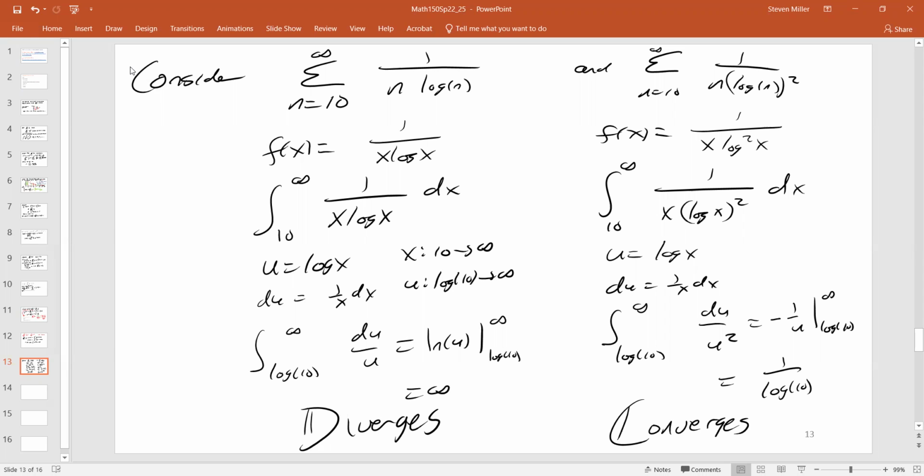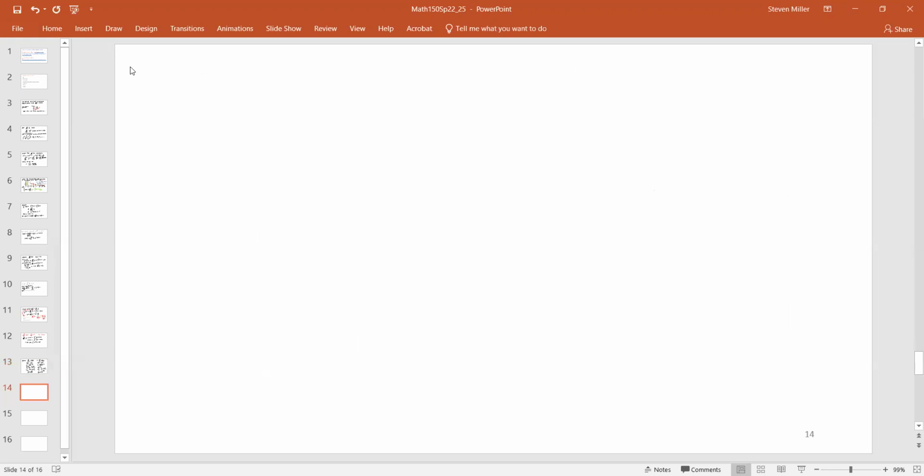There's not a huge difference between those two series. One of them is 1 over n log n, one of them is 1 over n log squared n. So this example is from Rudin's Blue Book, or Principles of Mathematical Analysis, or Baby Rudin. You know, these are the common names for this very famous real analysis textbook. As an exercise, you can keep playing these games.